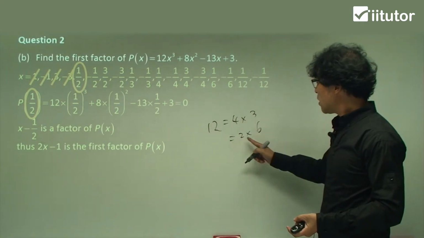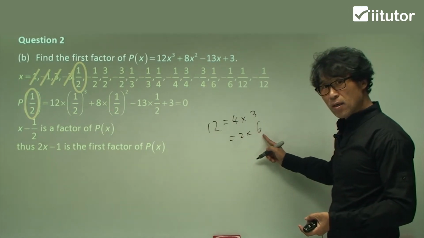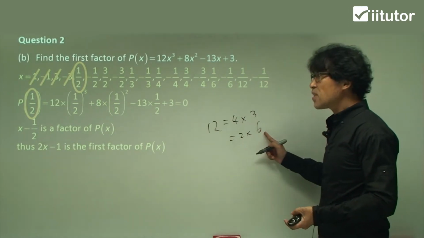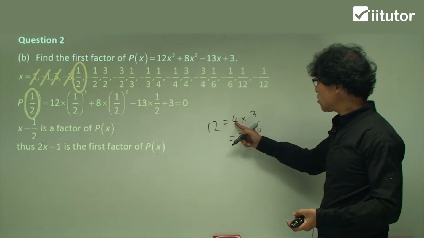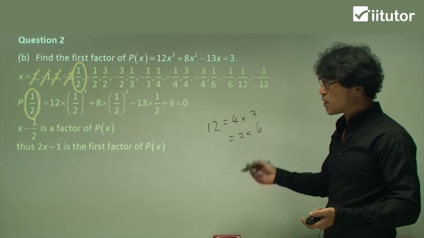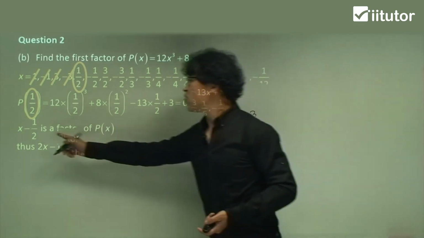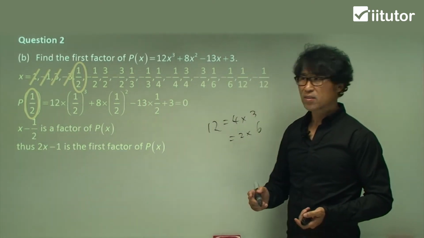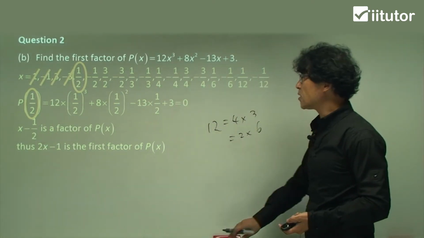Like this one, 2 times 6 is a factor. 2 and 6 are the factors. You times by 2, and then you divide by the rest. It's just balancing. So I don't want you to divide by x minus half. It's so complicated, guys.